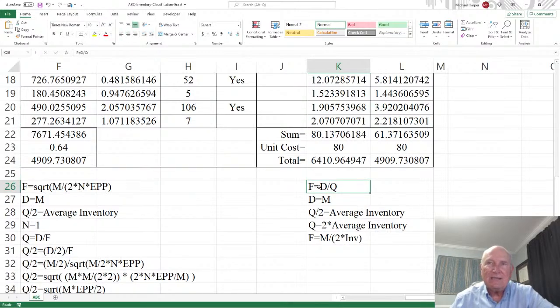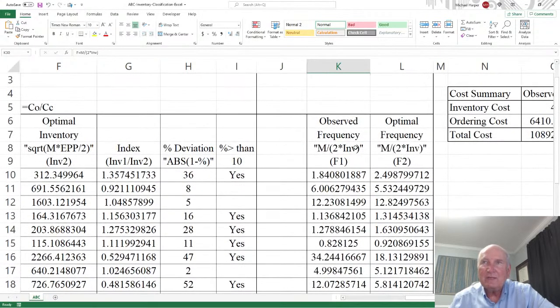The frequency is, again, D over Q from the fundamental relationships. Well, D is the same as M. Q over 2 is average inventory. So therefore, Q is going to be 2 times the average inventory, right? And so the frequency equals D, which is M, over 2 times the average inventory. And that's where that came from. So the frequency is M over 2 times my inventory.